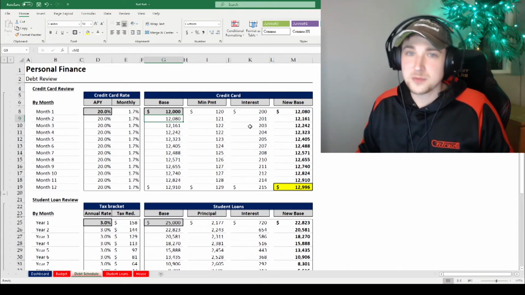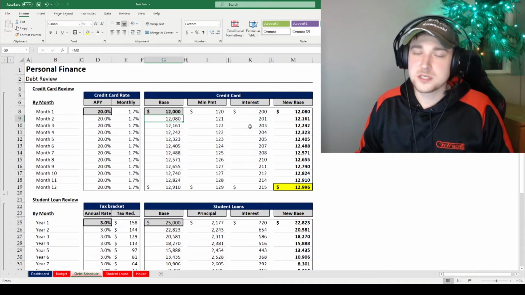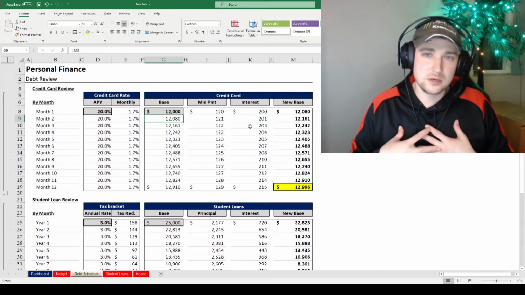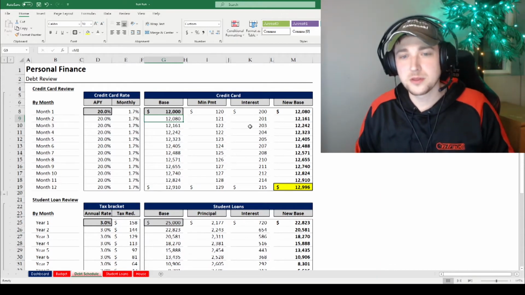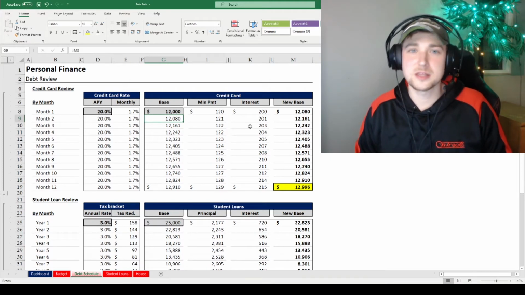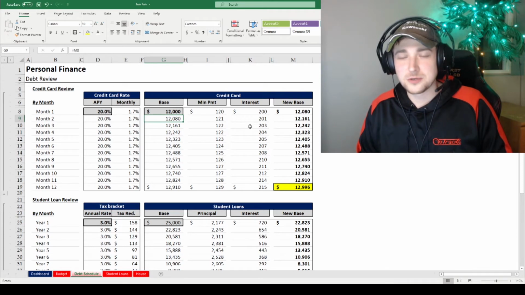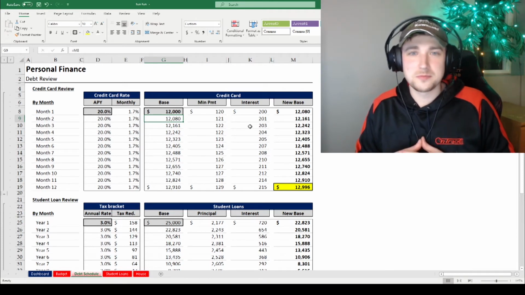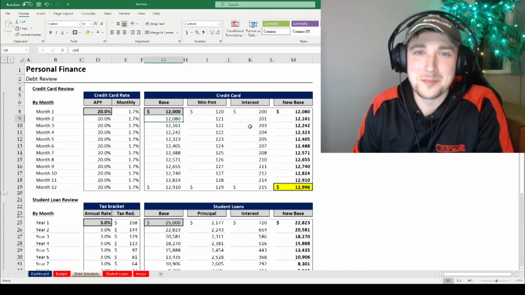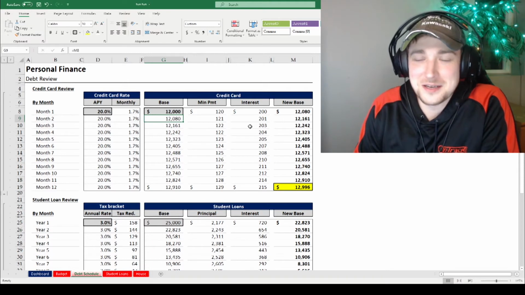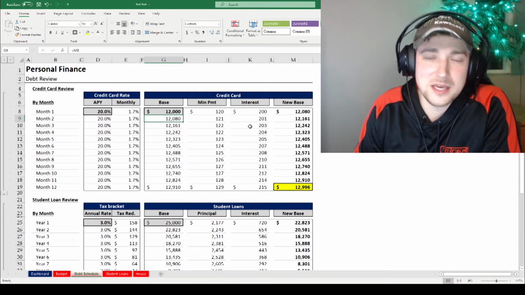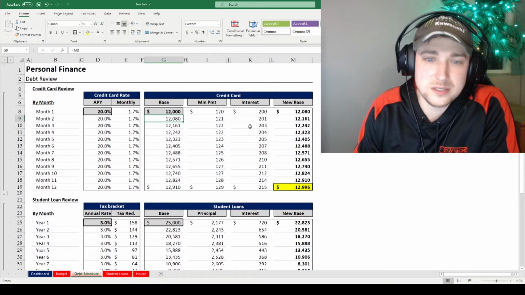So take the information as you will. Every scenario is different. I personally will always pay my credit card off every month. I love credit cards in the sense that they give me 1.5% cash back. For me, it's like a little bonus every single month. So I put everything that I can on a credit card and I pay it off every single month.